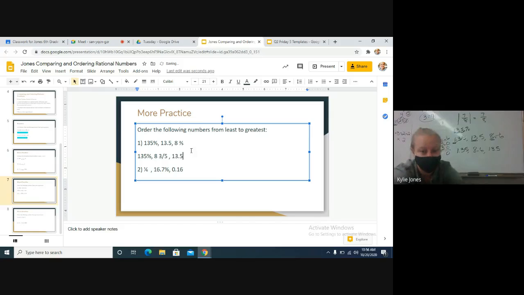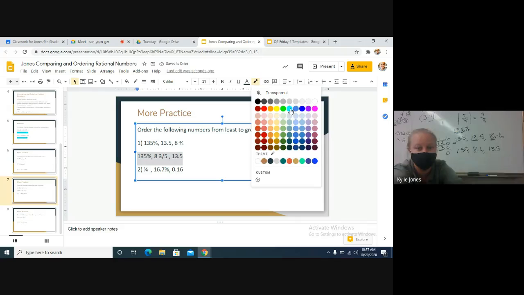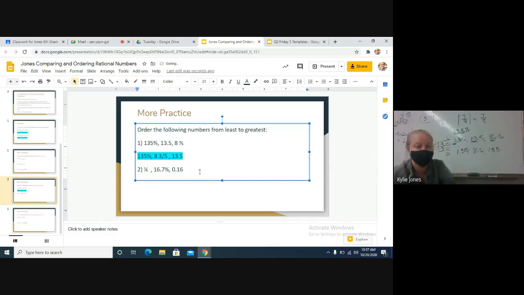Okay. Now, we have a few minutes. I want you guys to try number 2 on your own here. Try and put number 2 in order from least to greatest. Okay, so change them all to the same format. Put them in order from least to greatest, and then put them in their original format again.